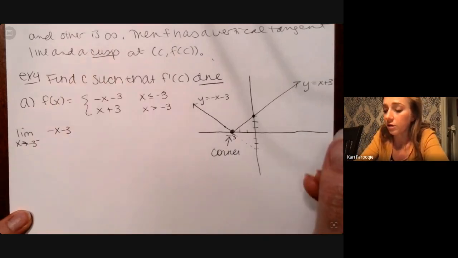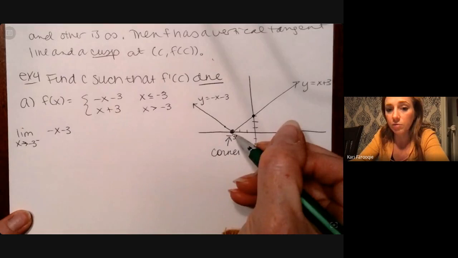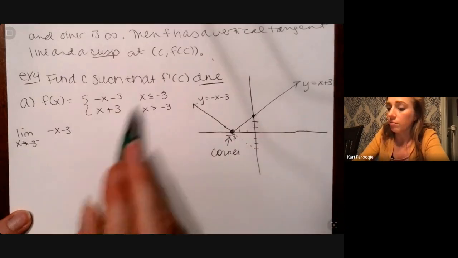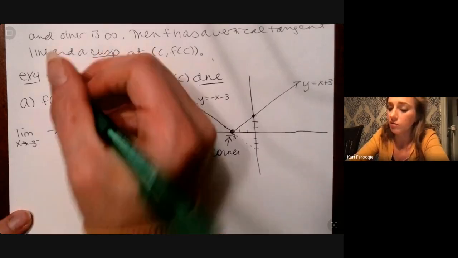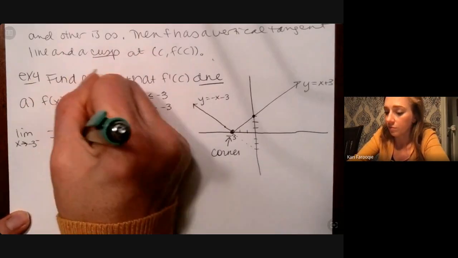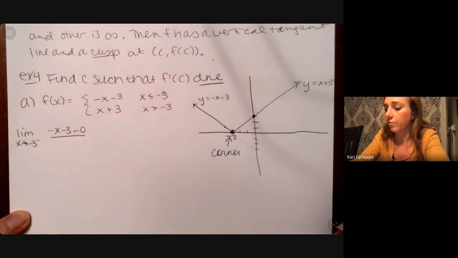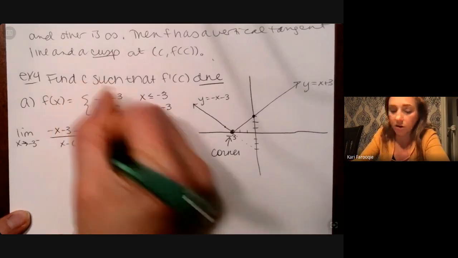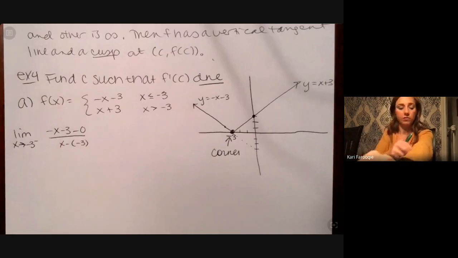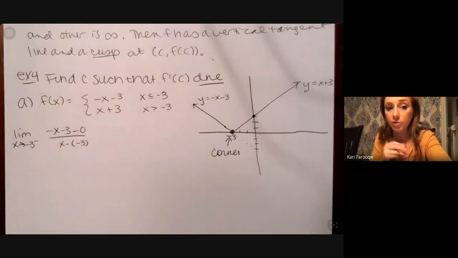F of c is f of -3, which we found to be 0. So we'll go ahead and subtract off 0, divided by x minus c, which is x minus -3. And then we'll simplify.